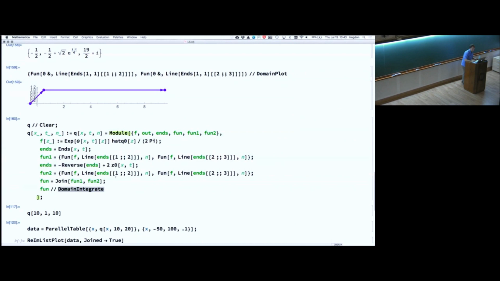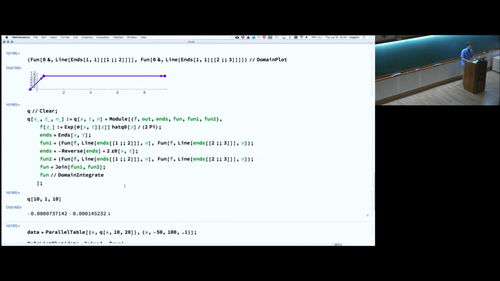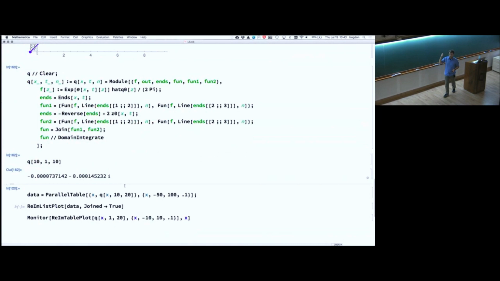Okay, so let's just test it at one value. And this is an important piece of the whole machinery. The Fourier integral solution takes in x and t. You plug in x, you plug in t, you do an integral. You plug in another x, you plug in another t, you do an integral. So it's completely parallelizable. I don't need to time step anything. I don't need to evolve. I just plot a whole bunch of points independently of one another.